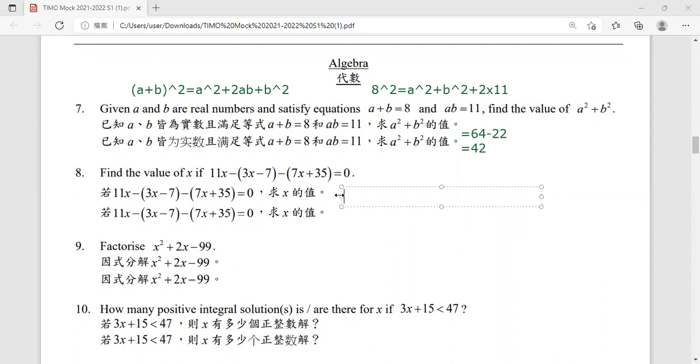This is another pattern for you. Just simplify it. But just bear in mind that the brackets don't make it 1 in the brackets. So I simplify this one to be 11x minus 3x plus 7, and yes it's minus 7x minus 35 equal to 0. So it's just x equal to 28. Yeah, x equal to 28. This is simple for you.